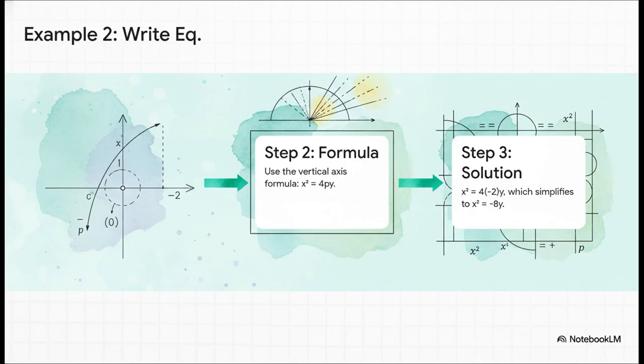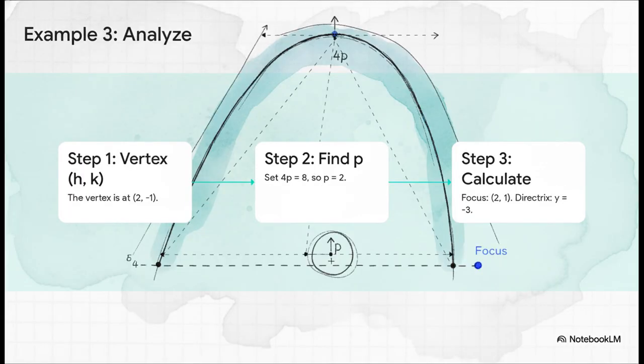So p equals negative 2. Now we just plug that into our vertical formula. x squared equals 4py. That gives us x squared equals 4 times negative 2 times y, which simplifies down to x squared equals negative 8y. Boom, done.